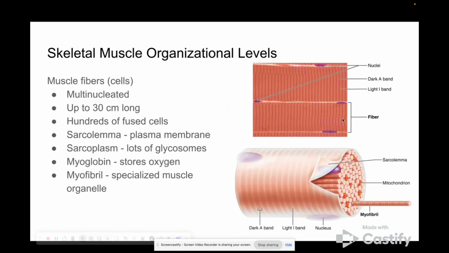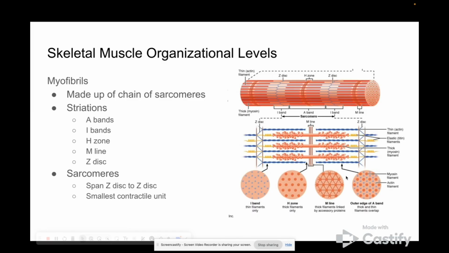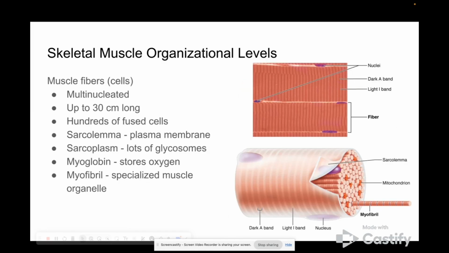So as you can see right here, this is kind of a little bit of a zoom up. You have your sarcolemma. The endomysium is all around this as well, but the sarcolemma is on the inside of it, and the sarcolemma is what wraps each one of these myofibrils, and that's what the myofibrils are going to synapse with. And that's what's going to synapse with a motor neuron to undergo the neuromuscular junction.